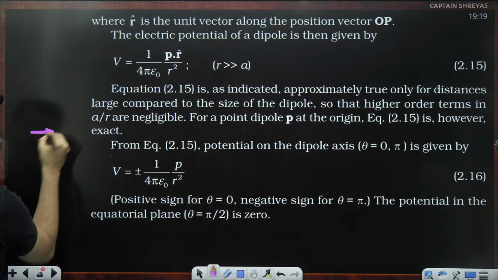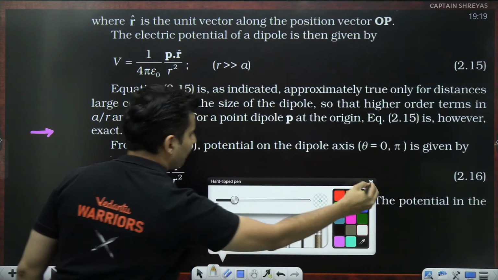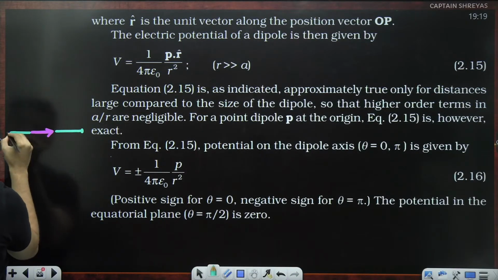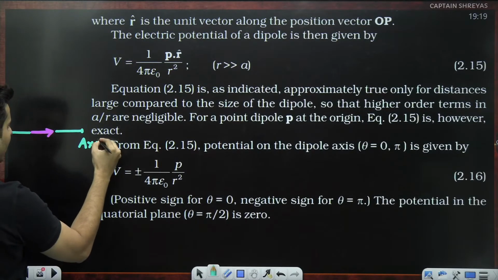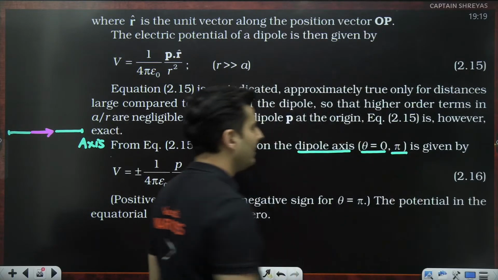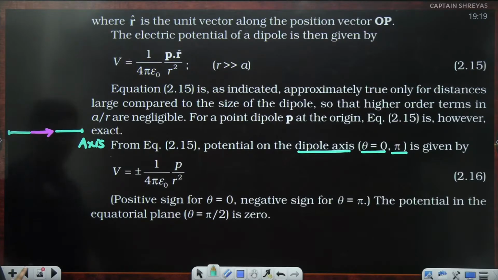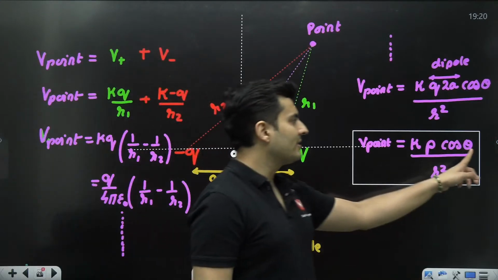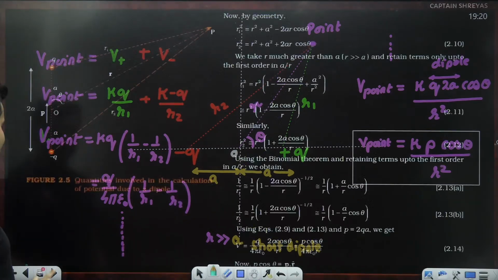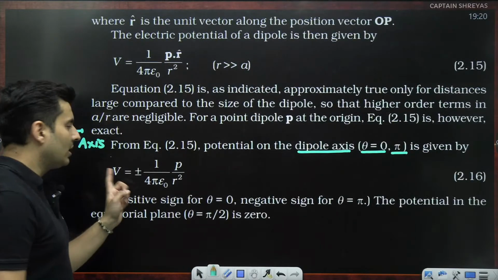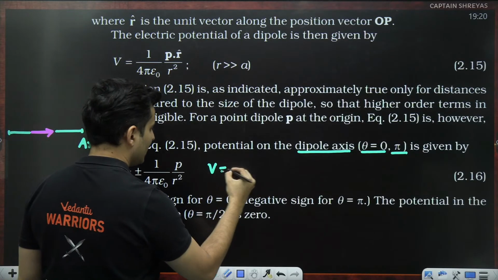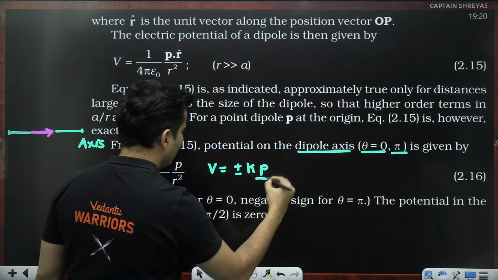So if this is our dipole, and let's say you are anywhere over here or here. Basically this is the axial point, and when you are on the dipole axis, remember, theta is either 0 or 180 degrees. So what will happen to this particular formula? Cos 0 is 1, cos 180 is negative 1. So it will become either plus or minus 1. Hence the potential will just become plus or minus Kp divided by r square.